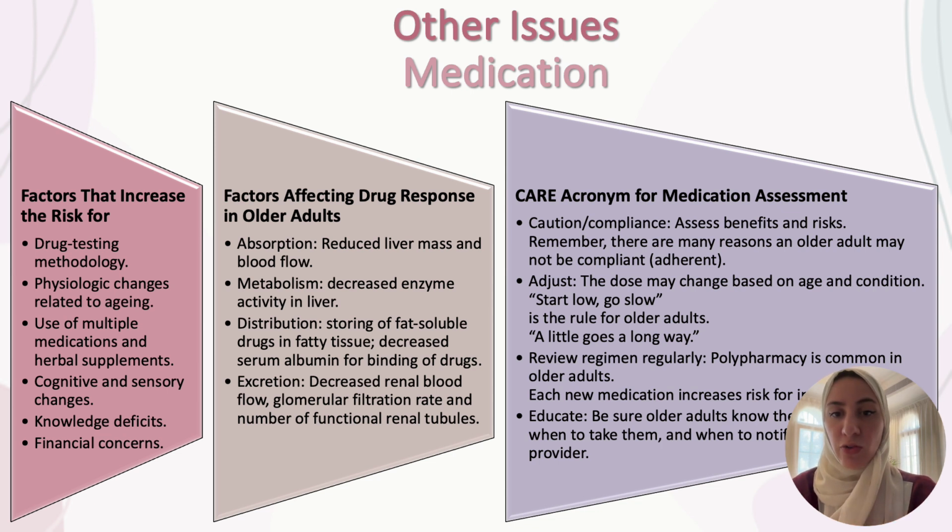Polypharmacy is common in older adults, so we need to regularly review the medication that we're going to use. The fourth one is education. Educate the older adult and see if they know about the medication, and also ask the family members to do so.